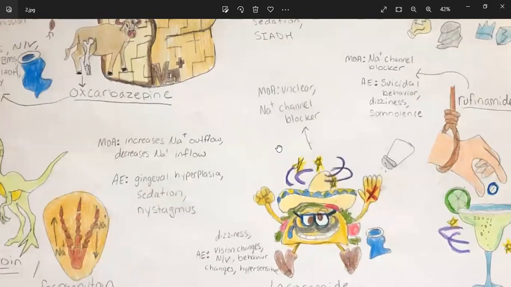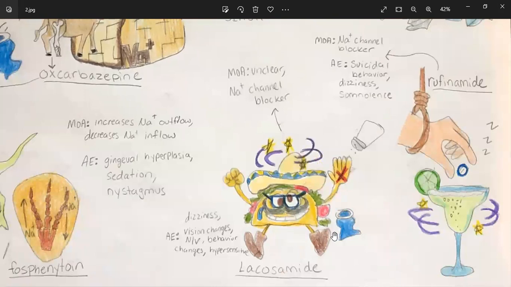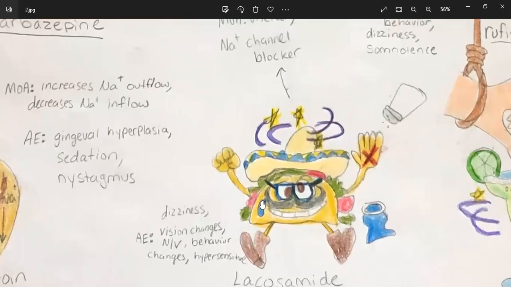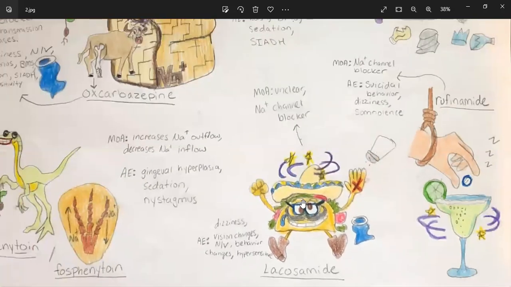Next is lacosamide. So we have a loco taco for lacosamide. And again, someone's trying to put salt on a taco, like, ew, that's not okay. So MOA unclear, but it is a sodium channel blocker. So we're like, I'm gonna block that sodium, it's not going on my loco taco. Adverse effects are dizziness, vision changes, so he's got glasses on, nausea, vomiting, we have our vomit bag, behavior changes, and then hypersensitivity, so just a little tear here. The crazy eyes are just because he's loco, not because of nystagmus.